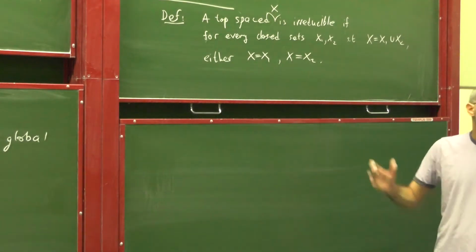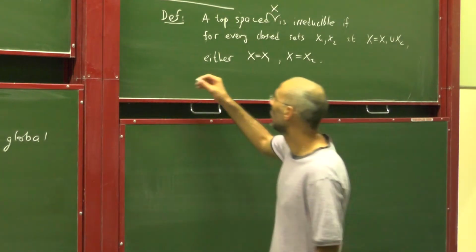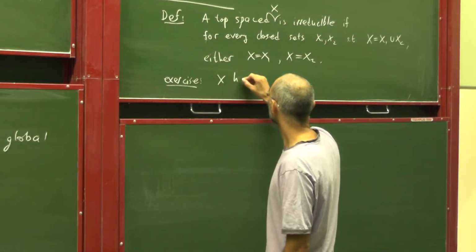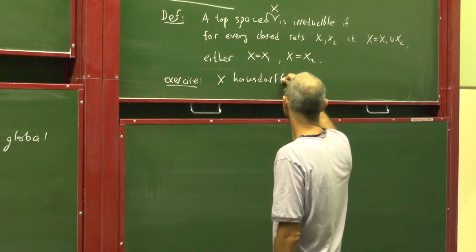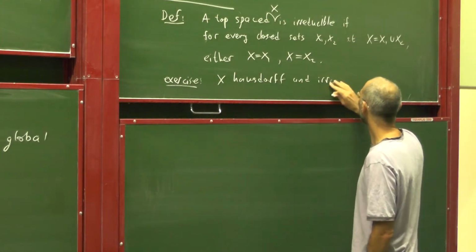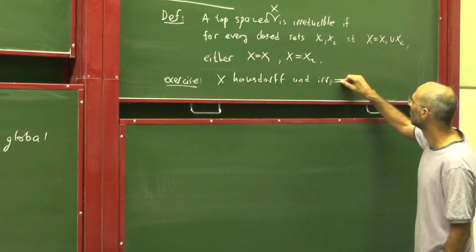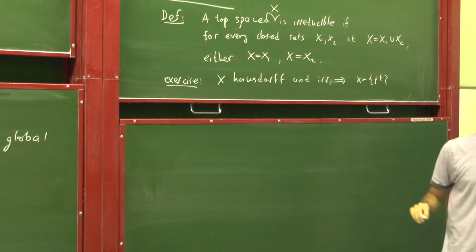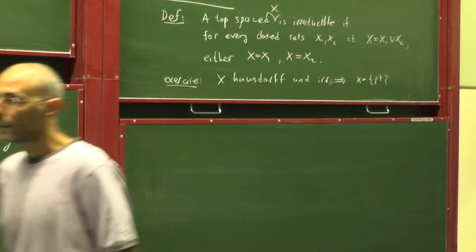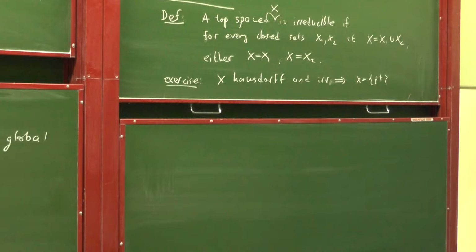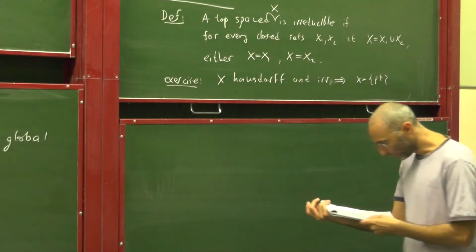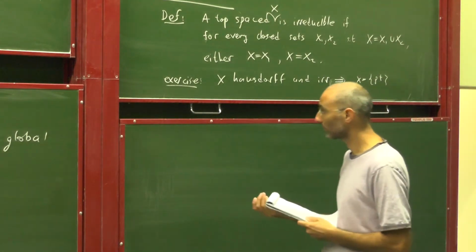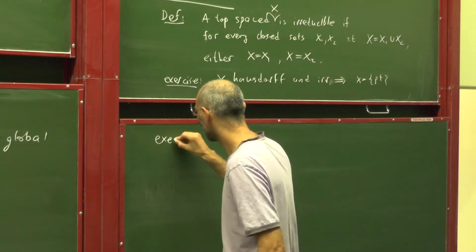If you didn't study algebraic geometry, you never saw this definition. Exercise: X Hausdorff and irreducible. For Hausdorff spaces, they are irreducible if and only if they are just points. So this is not an interesting property, but for our spaces, in the Zariski topology, this is interesting.